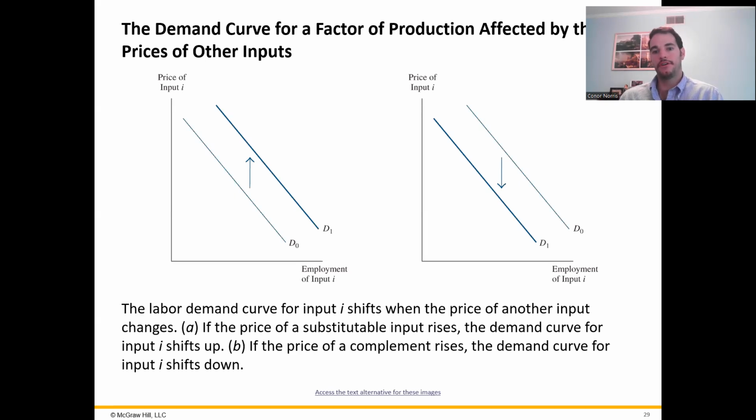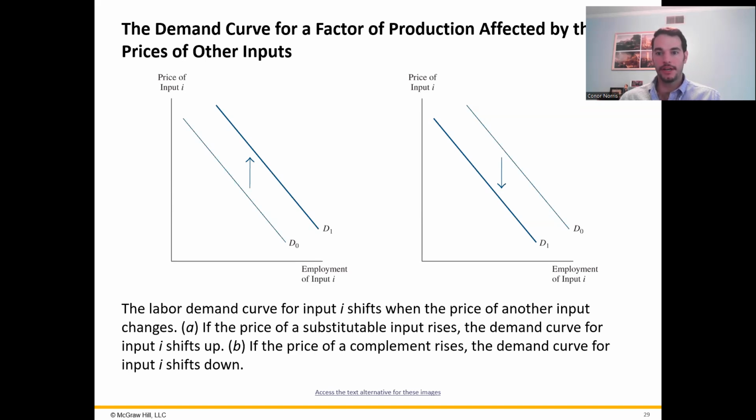Now, we haven't really talked about substitutes and complements in this class. So I'll do a high-level summary real quick, just to show how firms deal with this. Basically, if goods are substitutes, using more of one will cause you to use less of the other. Conversely, if goods are complements, you need to use them together. So using more of one will cause you to use more of the other.